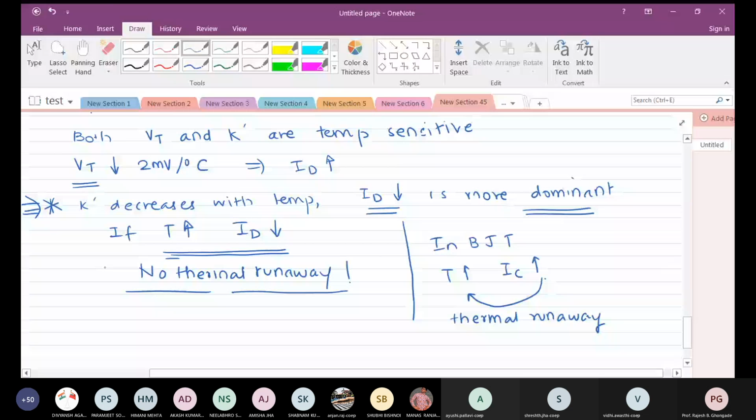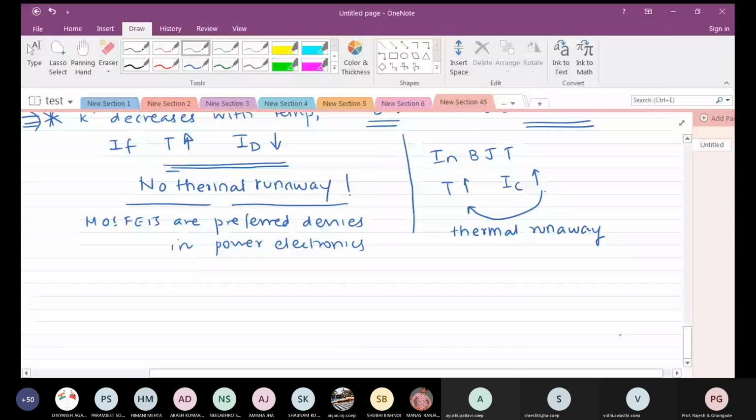And that is the reason why MOSFETs are preferred devices in power electronics. Okay? Understood? Yes or no? Yes, sir.